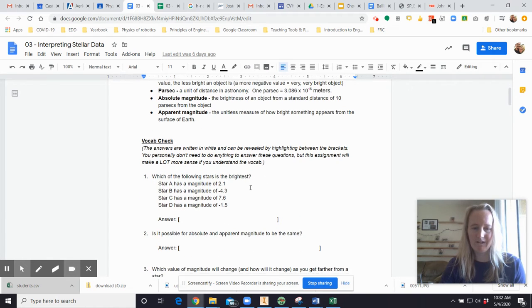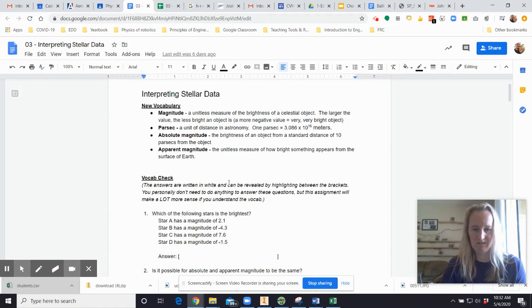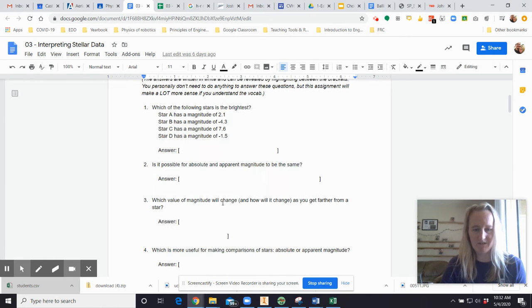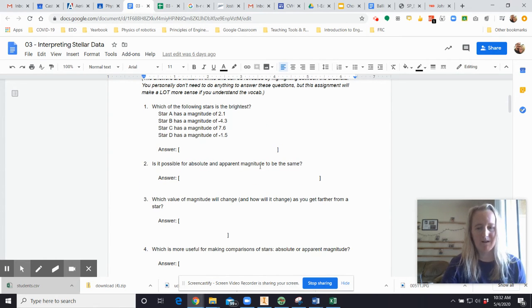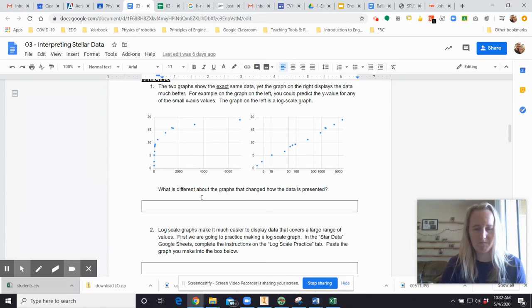So all I want you to do here is, based on those definitions, figure out which one of the following stars is the brightest. And then also, can absolute and apparent magnitude be the same? And then what value of magnitude will change, and how will it change as you get further from the star? Which is more useful for making comparisons of stars, absolute or apparent magnitude? Go ahead and write your answer here, and explain your answer.